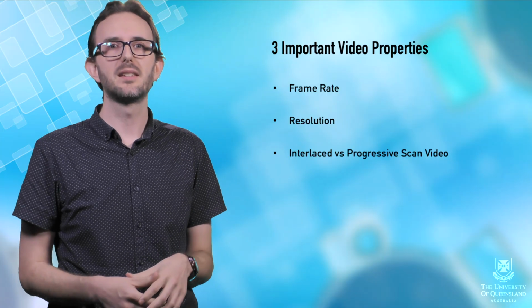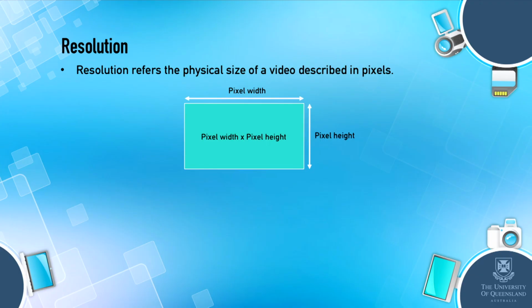For the vast majority of projects, if you live in a current or former PAL SECAM region like Australia, you should shoot and edit in 25 frames per second. On the other hand, if you live in a current or former NTSC region, you should shoot and edit in 30 frames per second. The next property to consider is the resolution.